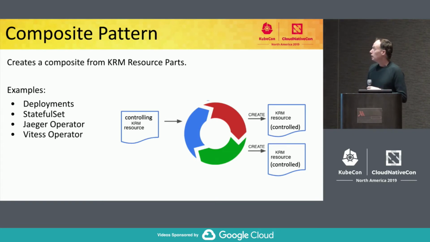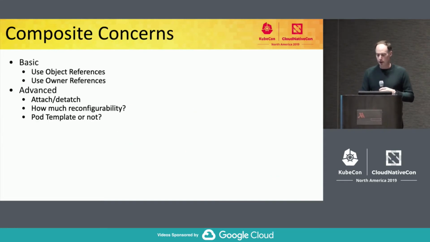So, composite pattern. This is very familiar. Deployments and StatefulSets are very common. CNCF examples are Jaeger and Vitess. There's a controlling resource, which is the one that's defined in your CRD. The controller watches the controlling resource, and then it makes one or more KRM resources that are the controlled or lower resources. Some people like to say parent and child. I find that gets a little bit too far into the analogies.